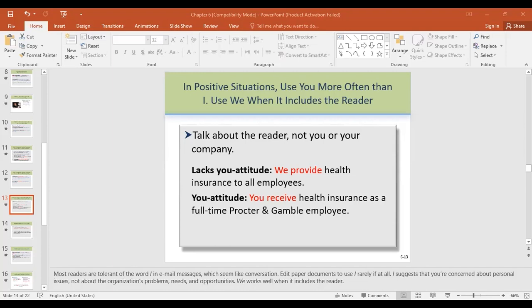Okay, so we works well when it includes the reader. So you always includes the reader, okay, when you are using we. So here, this example again: we provide health insurance to all employees. This means lacks you attitude. But when you said, you receive health insurance as a full-time Procter and Gamble employee, this is what you have to say for your reader.